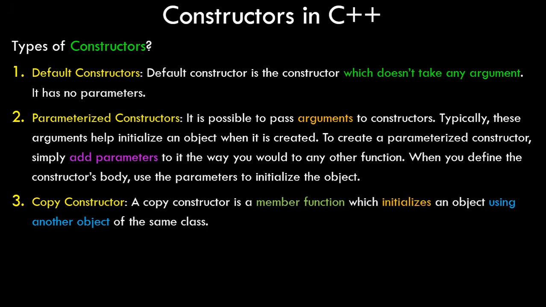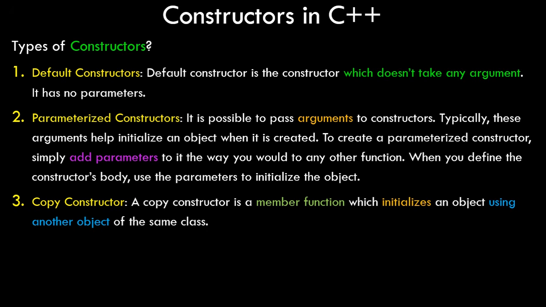So say for example we have 2 data members in a class, and then we want to initialize those 2 data members. So parameterized constructor can do that job by taking those 2 values as arguments, and you'll understand more when we go ahead and create those constructors. Then the third one is copy constructor.